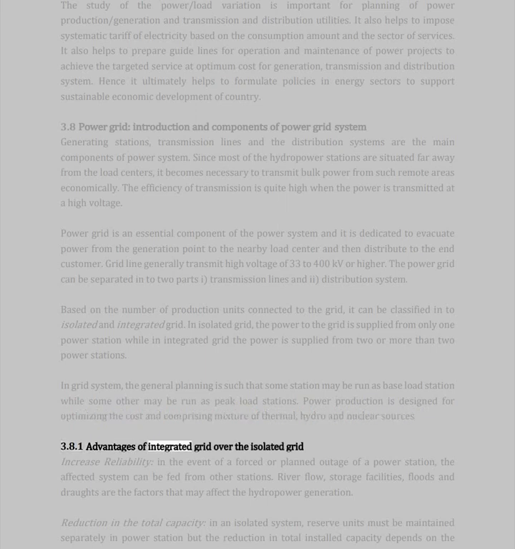3.8.1 Advantages of integrated grid over the isolated grid: increased reliability. In the event of a forced or planned outage of a power station, the affected system can be fed from other stations. River flow, storage facilities, floods and droughts are the factors that may affect the hydropower generation. Reduction in the total capacity. In an isolated system, reserve units must be maintained separately in power stations, but the reduction in total installed capacity depends on the characteristics of interconnected system and desired degree of service reliability.